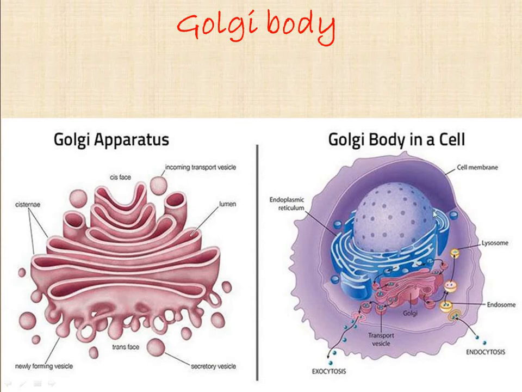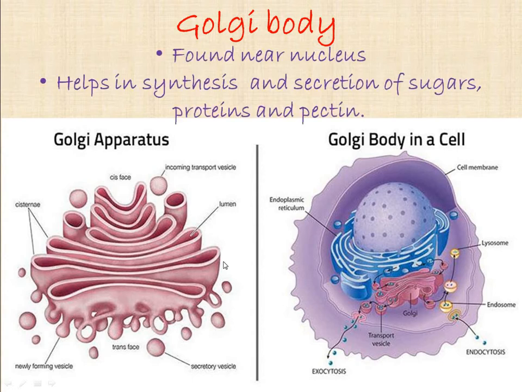Next comes Golgi body. As you can see, there are two diagrams: Golgi apparatus and Golgi body in a cell. This is a diagram in which you can see a cell having a Golgi body, and this is the described structure of Golgi body. Golgi body is found near nucleus in the form of flat disc shaped vesicles. It helps in synthesis and secretion of sugars, proteins and pectin, etc.